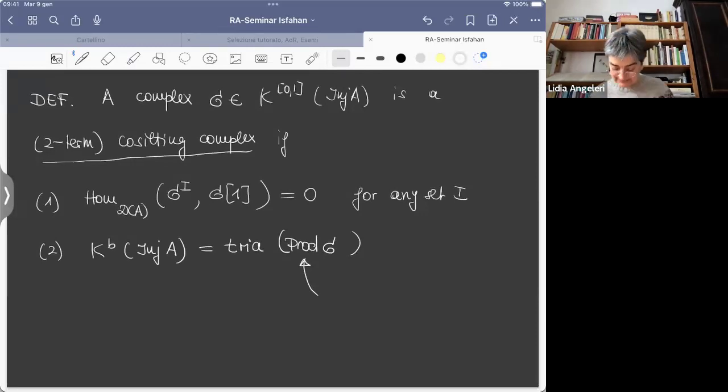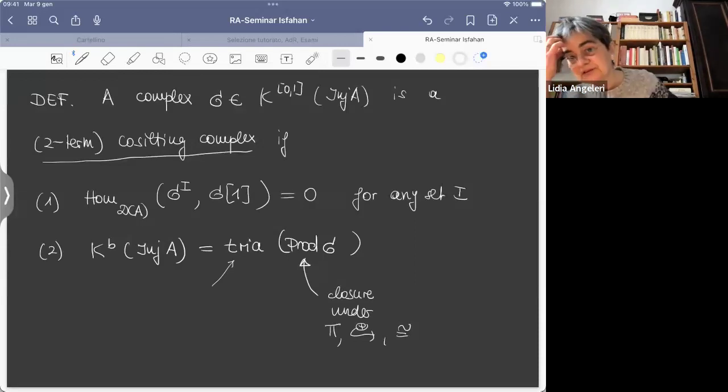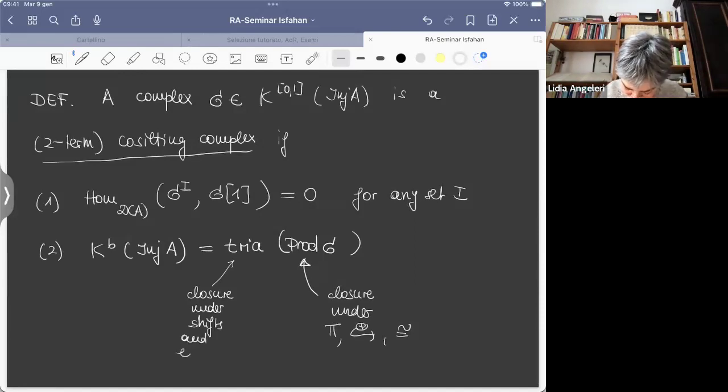This is a notation I will use also later. I denote by prod the closure under direct products, direct summands, and isomorphic images. And when I write tria, I'm taking the smallest triangulated subcategory containing this. So I'm closing under shifts and extensions. Okay, so this is my definition of a Kosilting complex. It's the dual of a silting complex, upgraded by removing compactness, so allowing for arbitrary injectives.